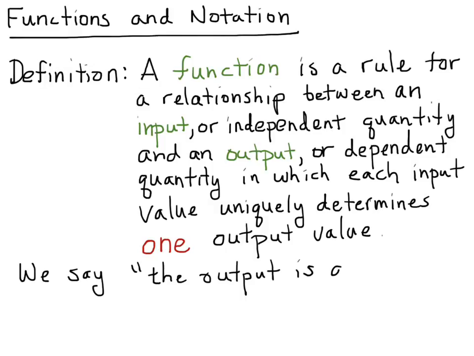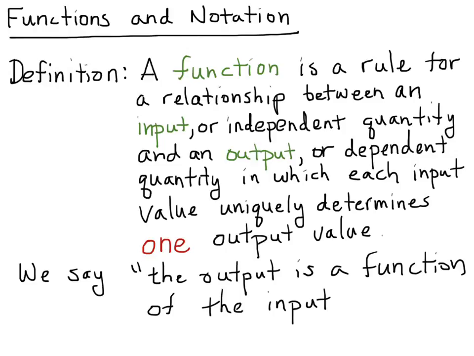Okay, so the way we talk about it is the output is a function of the input, like in the homework assignment, where we talked about the tide being a function of the time since the last low tide. So the output, which is the tide height, and the input, which is hours since the last tide, we'd say that the height is a function of the time.